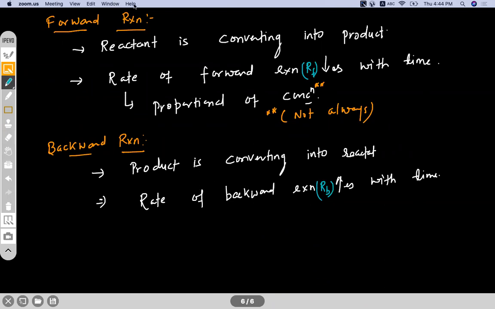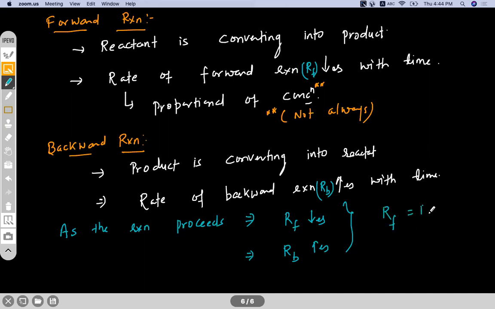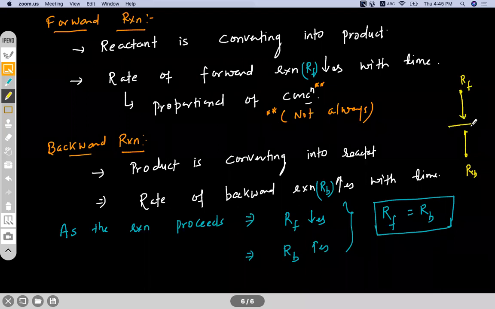Yes, okay. So we have this. Now you see what happens as the reaction proceeds. As the reaction proceeds, we can say the rate of forward reaction decreases and the rate of backward reaction increases. So we'll get a point where the rate of forward equals the rate of backward. Obviously, one is decreasing, the other one is increasing. Rate of forward reaction is maximum initially, and rate of backward reaction is minimum. Slowly it is decreasing, and the other is increasing. At some point of time, the rate becomes equal, forward and backward. This condition is the condition of equilibrium.